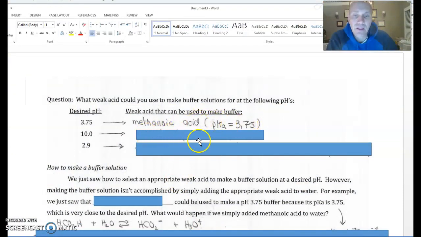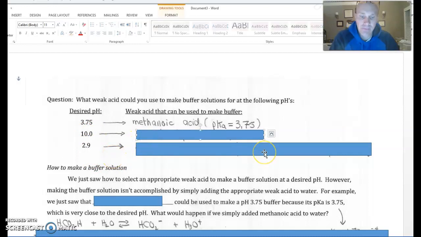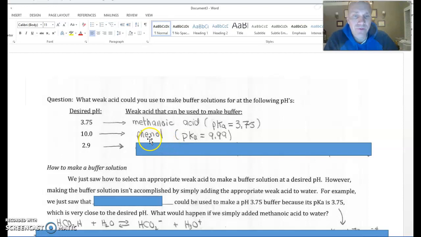All right. So I'll let you go through. If you want to take time, pause the video, see if you can look through that data booklet and find the weak acids that would be used to make one at a pH of 10 and one at a pH of 2.9. All right. So for pH of 10, hopefully you would have looked in there and seen there's this chemical called phenol. All right, and it's got a pKa of 9.99. All right, which you'll notice is pretty darn close to 10.